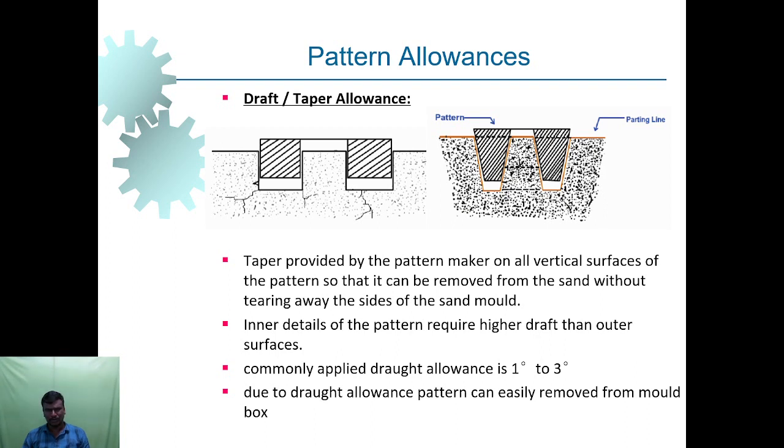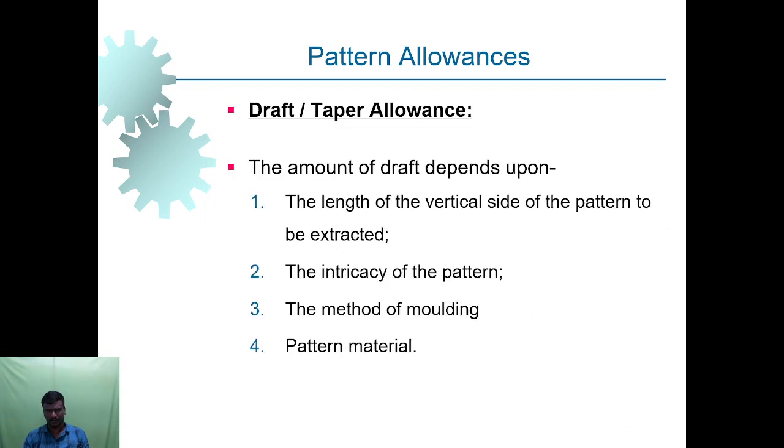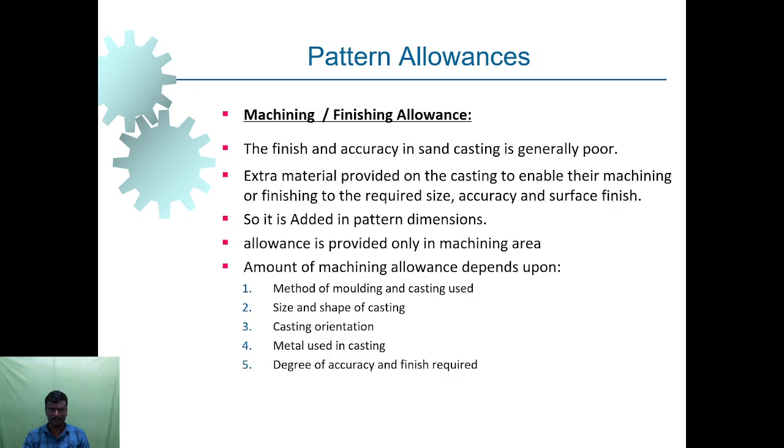Due to the draft allowance, patterns can easily be removed from the mold box. There are trap and taper patterns. The amount of draft depends upon the length of the vertical side of the pattern to be extracted, the intricacy of the patterns, the method of molding, and the pattern material.